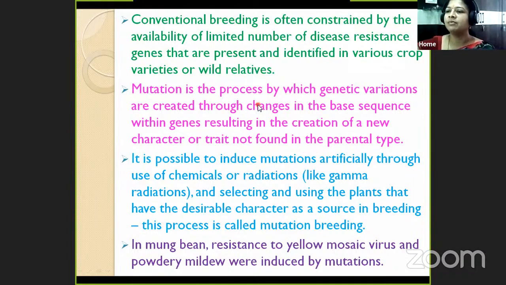Means with the help of mutations, base sequences are changed in the genes. Base sequences means nitrogen bases: adenine, guanine, thymine, and cytosine. So with the help of mutations, those base sequences are changed in the genes, which results in the creation of a new character or trait, which is not found in the parental type. Okay, this is possible with the help of mutational breeding only.